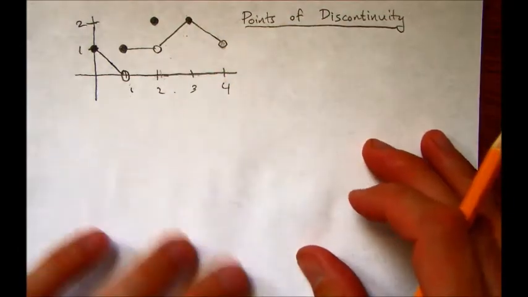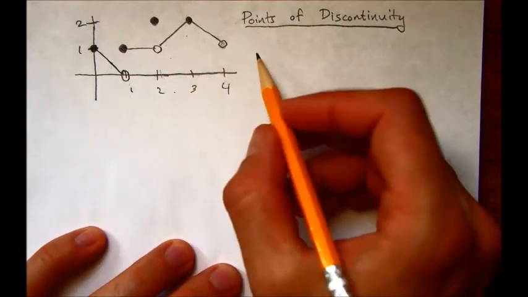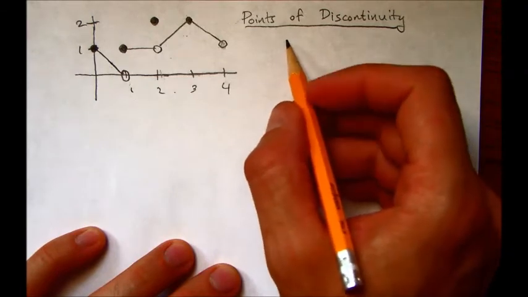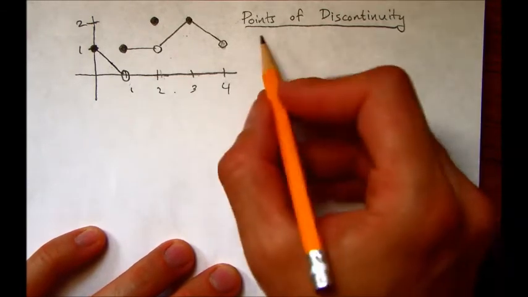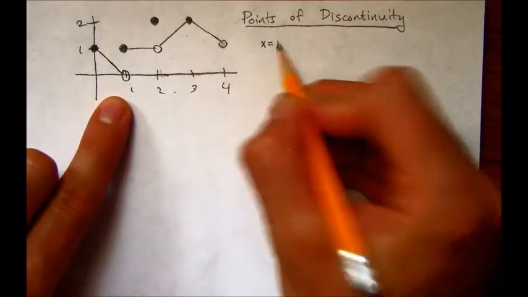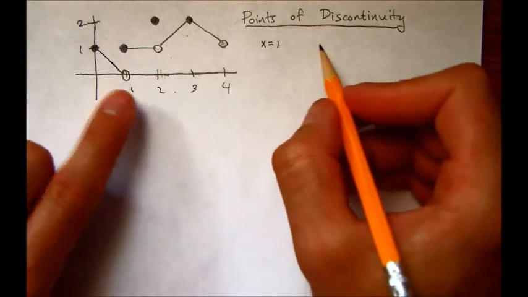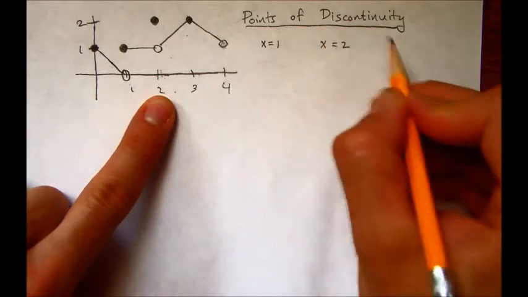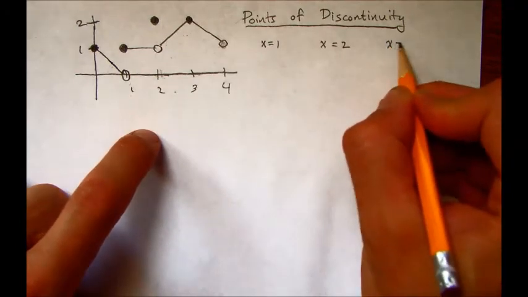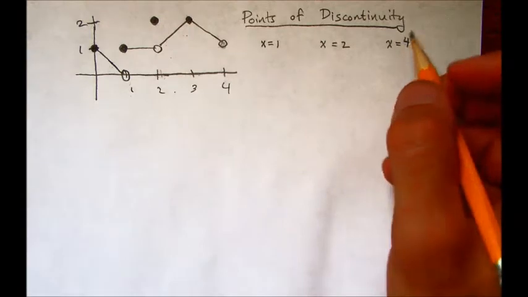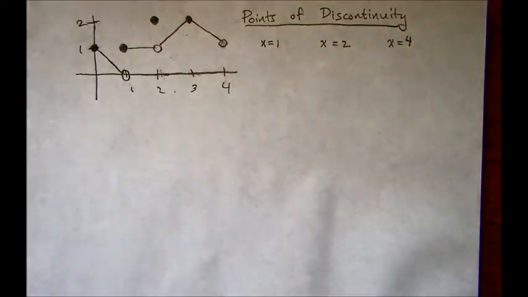Alright. You could actually write off the function for this. It wouldn't be very difficult to do. They're all straight lines. Alright, so let's go ahead and take a look. This first one is at x equals 1. And this second one is at x equals 2. And the third one is at x equals 4, actually. And they're all discontinuous for slightly different reasons.